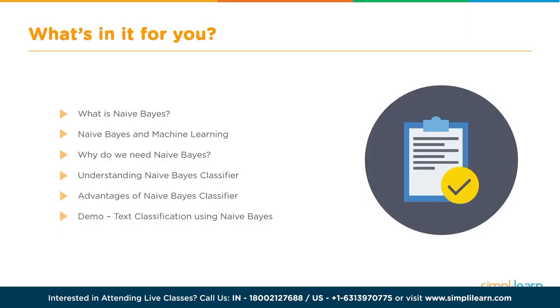What's in it for you? We'll start with what is Naive Bayes, a basic overview of how it works. We'll get into Naive Bayes and machine learning, where it fits in with our other machine learning tools. Why do we need Naive Bayes? And understanding Naive Bayes classifier, a much more in-depth look at how the math works in the background. Finally, we'll get into the advantages of the Naive Bayes classifier in the machine learning setup. And then we'll roll up our sleeves and do my favorite part. We'll actually do some Python coding and do some text classification using the Naive Bayes.